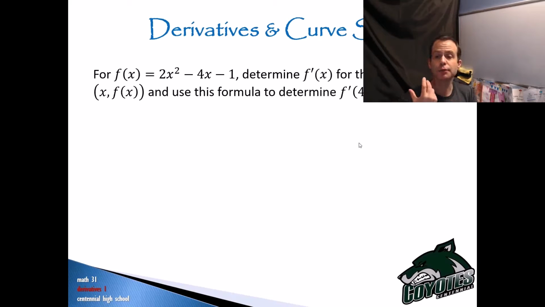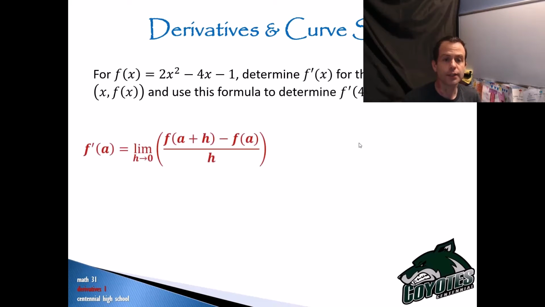Now, for f of x equals 2x squared minus 4x minus 1, determine f prime at x. So now I'm asking you for the general equation. Okay, and we've done this before. When we were dealing with limits, we created an equation first, and then we started plugging numbers in. So that's what I want you to do here. So for the general point x comma f of x, use this formula to determine the derivative at 4 and the derivative at 9. Now, we already know the derivative at 4, but we want to just test the equation that we are creating. Okay, so I'm going to find the limit going the other way, though.